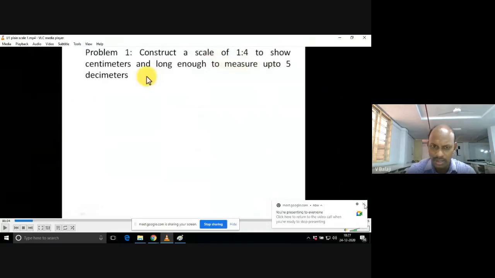We are in engineering scales. How to construct an engineering scale, as we have discussed, right? Actual length or actual area or actual volume, we cannot directly represent on the drawing sheet. For that, we take a suitable scale. Scale may be a reduction scale, an enlarged scale, or a full sized scale.